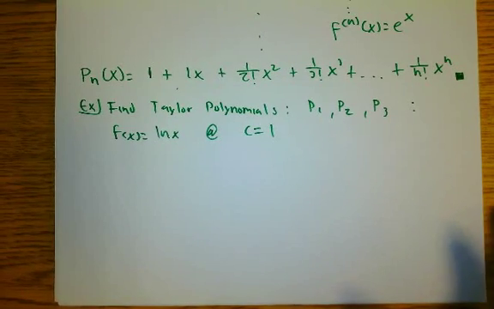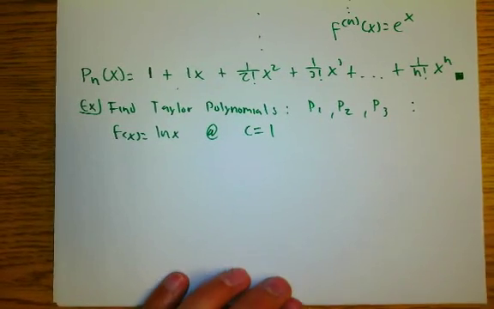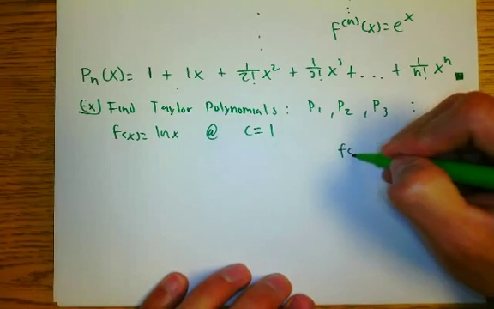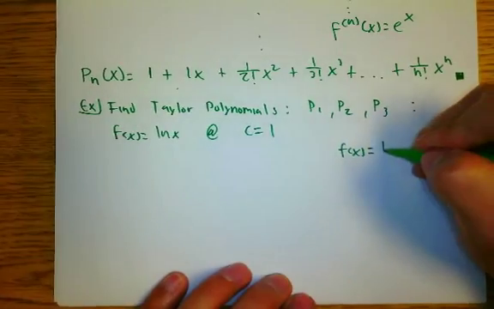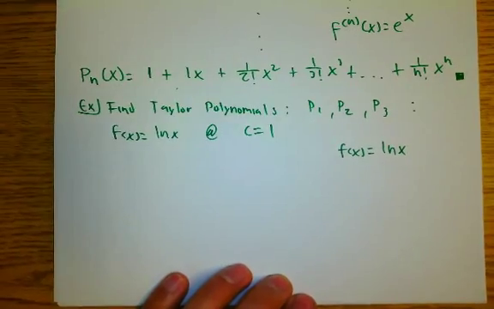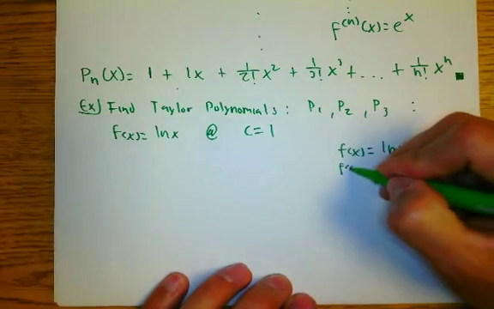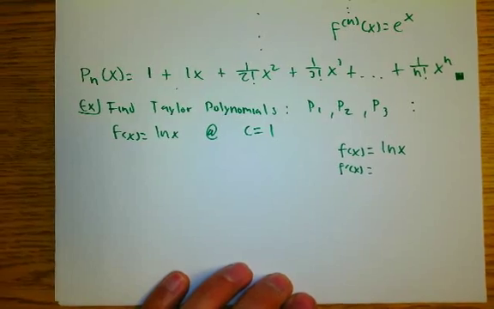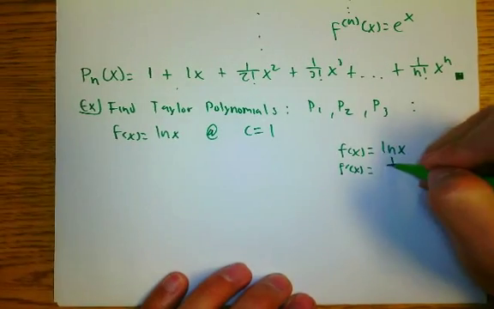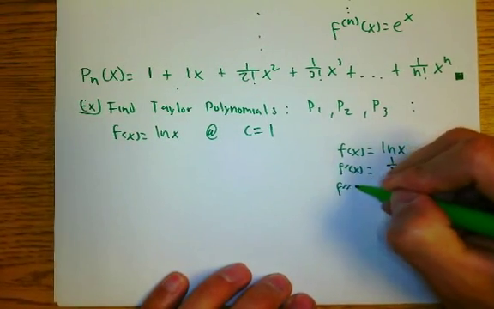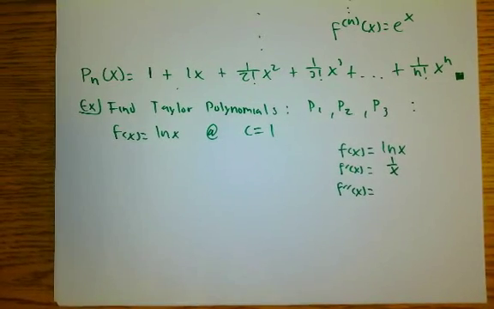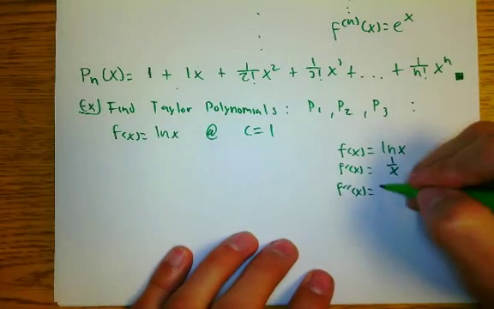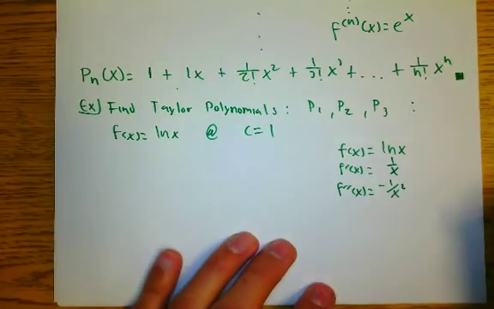So find the derivatives. How many derivatives are you going to have to take? 3. So I'm going to start with f of x is obviously natural log of x. First derivative of x would be what? 1 over x, right? Okay. Second derivative of ln of x will be, in this case, what? Negative 1 over x squared, right? Third derivative in this case would be what?